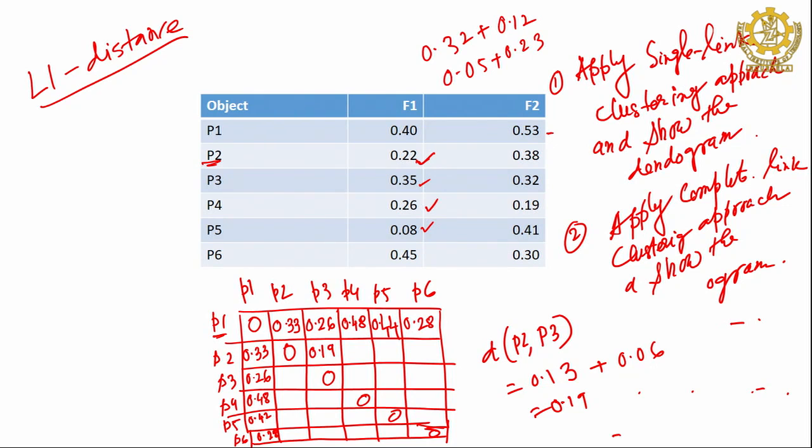So, P2 P4 is 0.04 plus 0.23, right. P2 P5 is 0.14 plus 0.03, so 0.17.